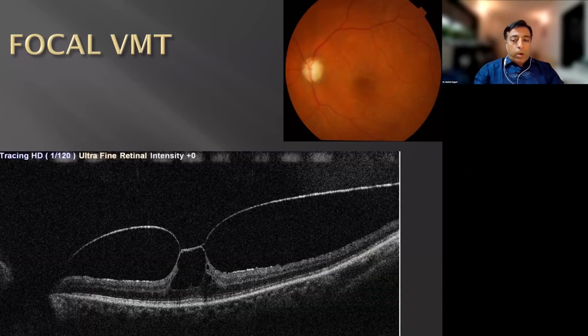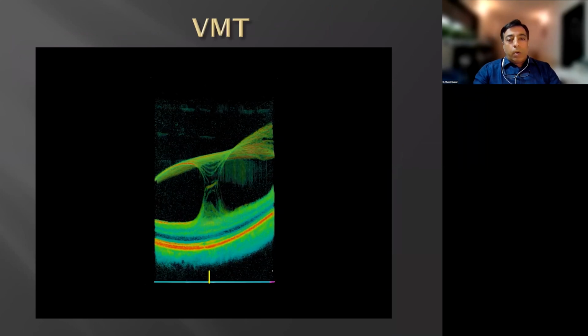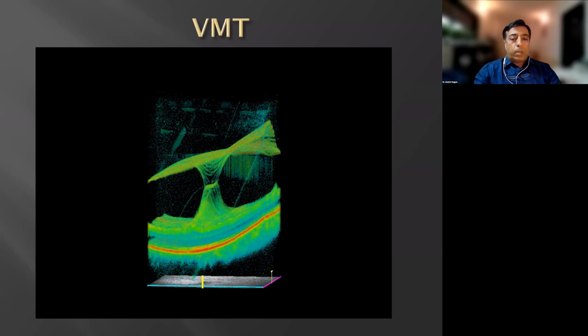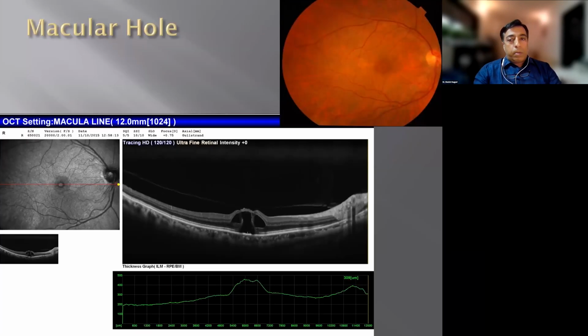So before you get on to surgery, just a few examples of how the diagnostics are important today with the OCTs, which help us determine the cause of various conditions on the macula. This is a classic VMT. What you see is a 3D rendition of vitreomacular traction and how it hampers the patient's vision because of the pull on the macula.